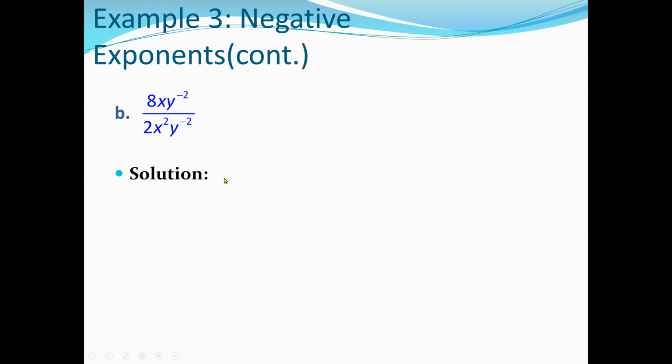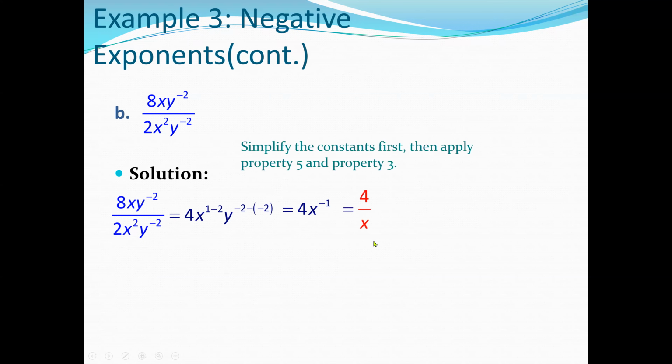But let's go through the steps. So first, what we did, 2 can go into 8 is 4. We have x, 1 to the power 1. Then denominator is 2, so it's 1 minus 2. Then y, we can cancel, but here we decided to write it y to the power negative 2 minus 2, negative 2 plus 2, which will give us 0. Y to the power 0 will be 1, so it's the same as cancel it to be 1. So later we get only 4x to the power negative 1. Then later the answer will be 4 over x.